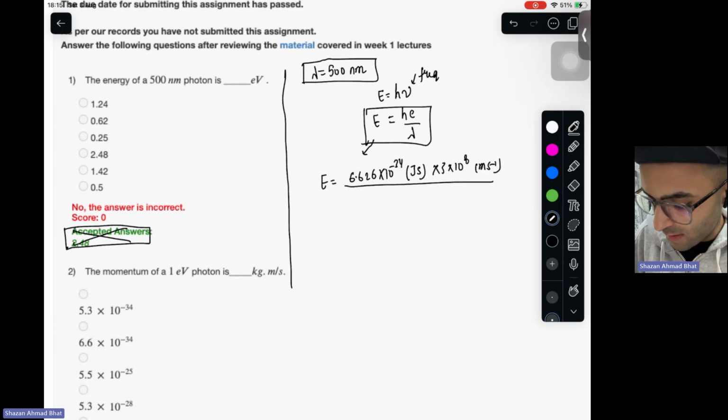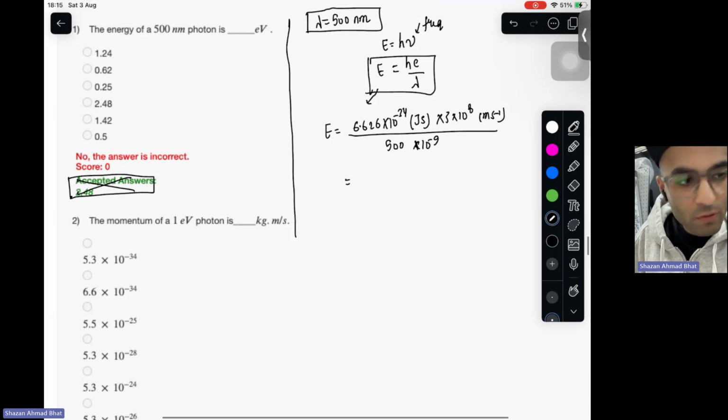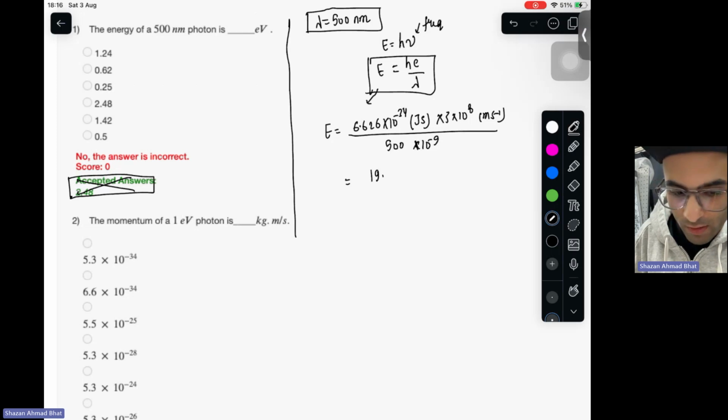Let's use the units meter per second, and the lambda is given as 500 into 10 to the power minus 9 meters, which is the nanometer. So let's compute this. Maybe we should open a calculator. If you have 6.626 into 3, you get 19.878 divided by 500 into 10 to the power minus 34 plus 8 plus 9.